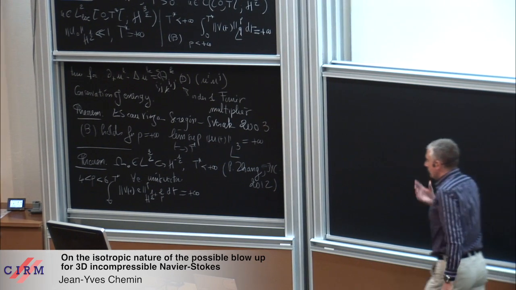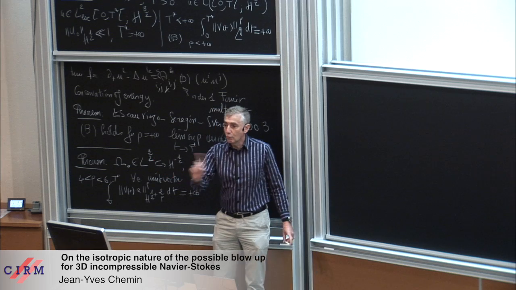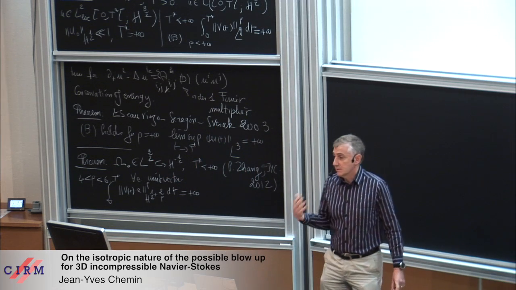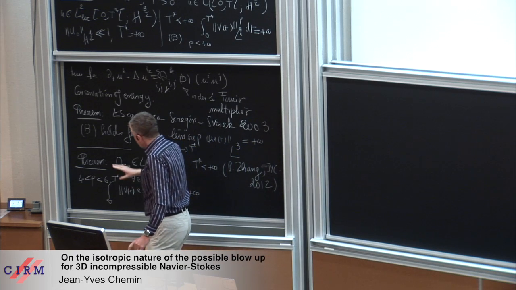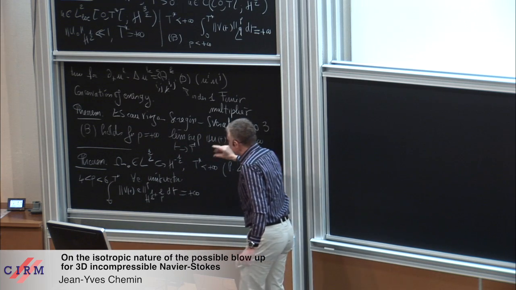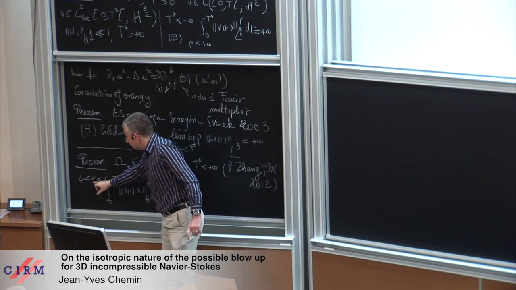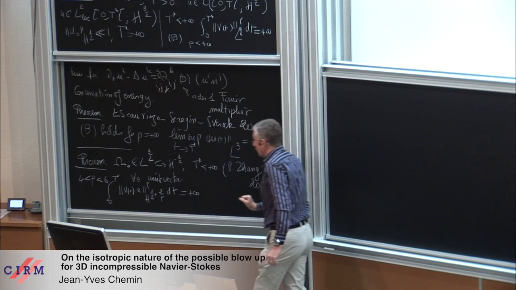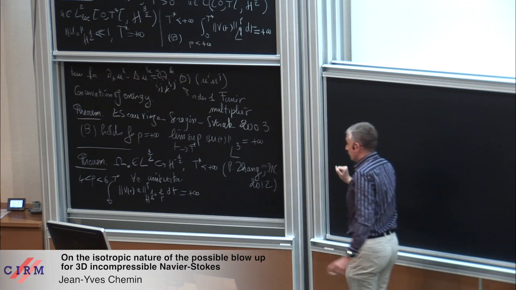And what does it mean? It means that you have blow up in all directions. You cannot have one direction of the vector field that does not blow up. So another comment: with a different hypothesis on the initial data, Jörg Wolf proved this theorem for p equal to 4 yesterday. This is exactly for p equal to 4. It was exactly the condition given by Jörg Wolf yesterday.